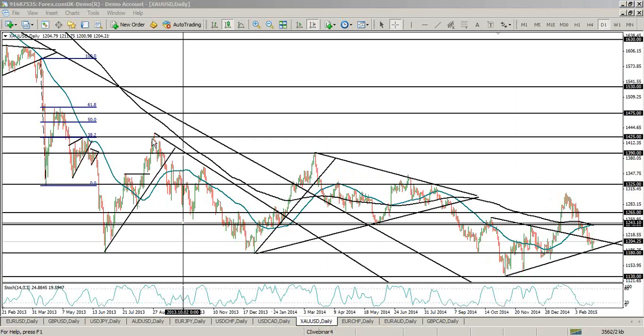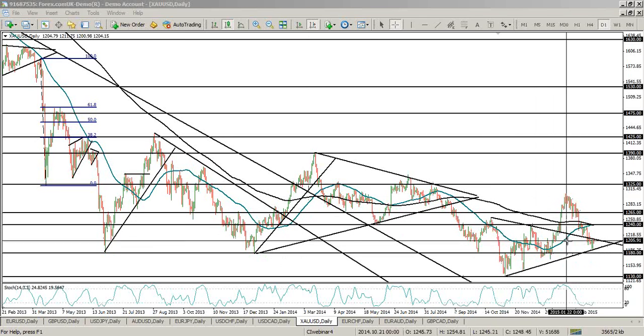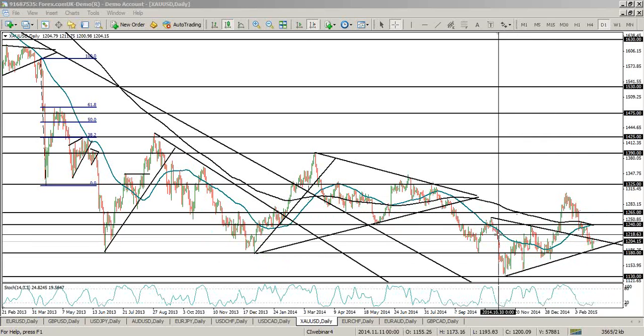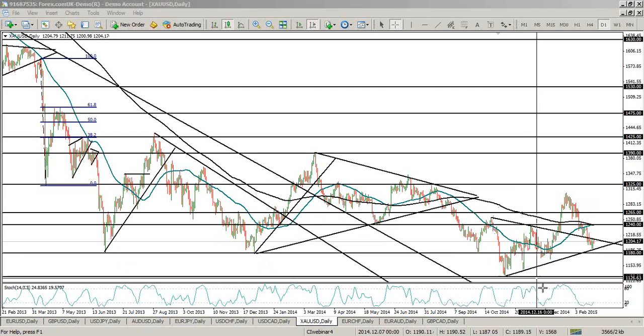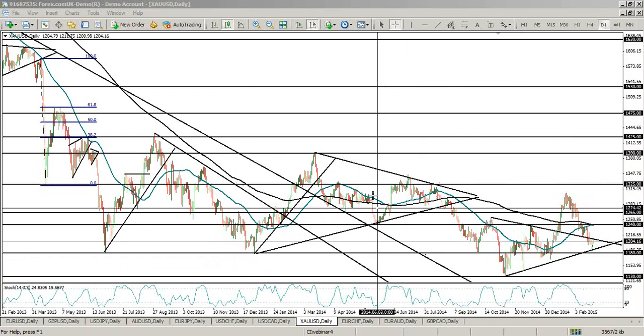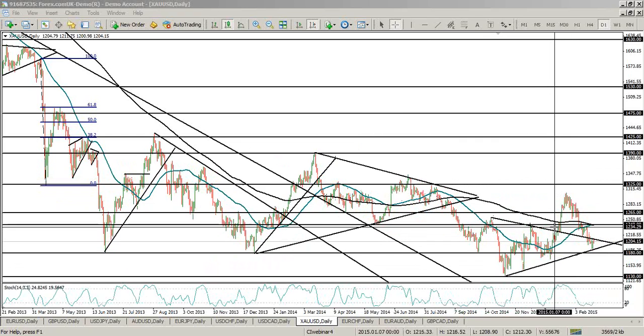The question here: I've heard so much about triangle patterns. Can you briefly say what it means? Great question. This is a triangle pattern. Basically, it's a consolidation. Price action goes up, down, up, down, up. You see triangles all over the place. Here's a triangle. Here's a triangle. All you're looking for with a triangle is a break.